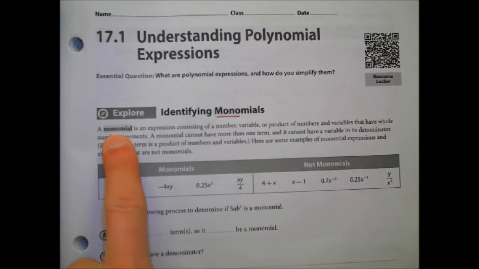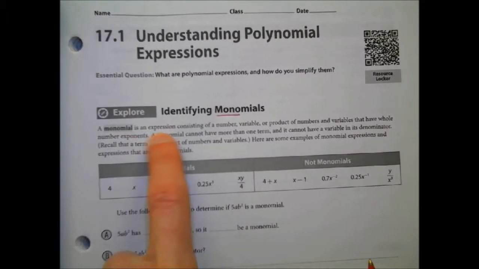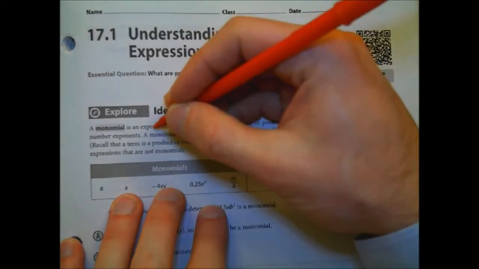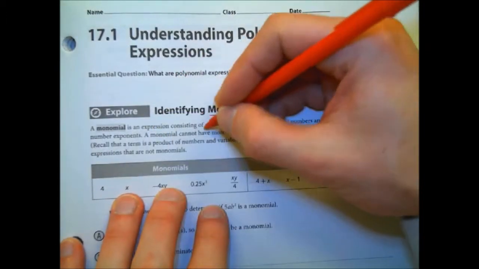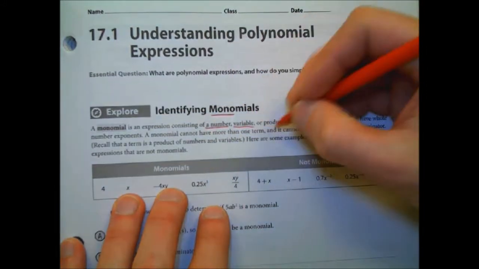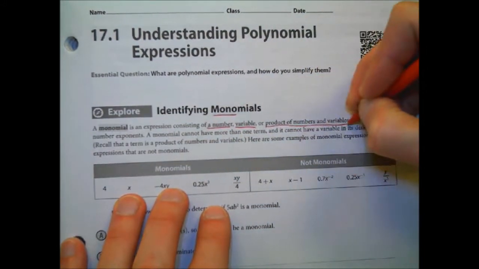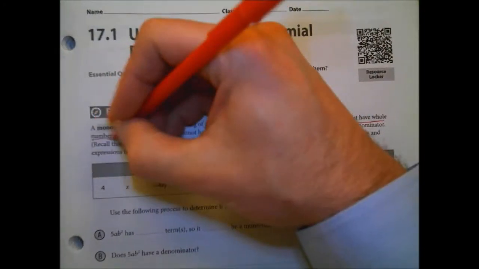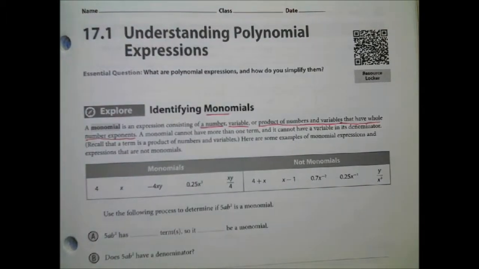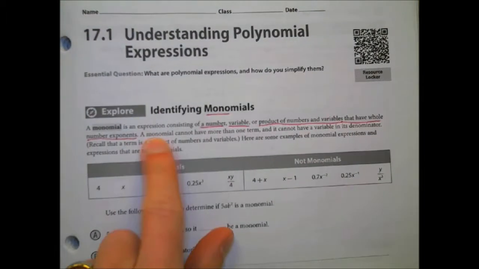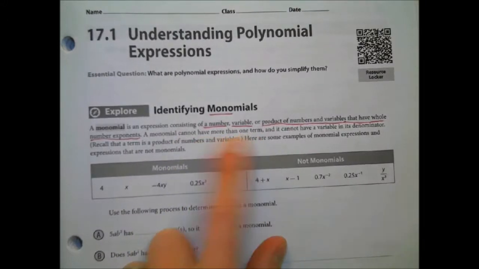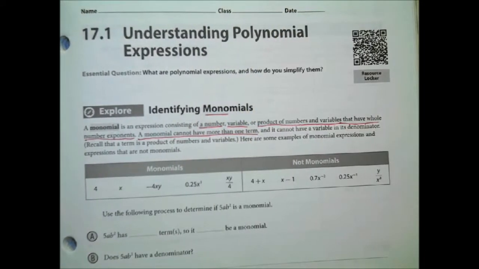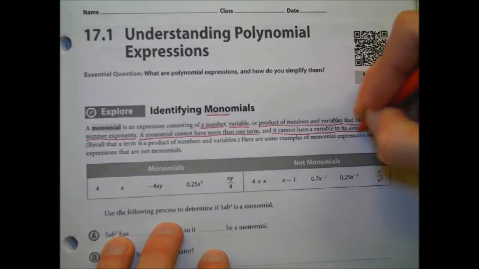So a monomial is an expression consisting of, and now here's where we have to understand, a monomial is an expression, so no equal signs, just an expression consisting of a number, variable, or product of numbers and variables that have whole number exponents. Whole number exponents. A monomial cannot have more than one term. Also important, a monomial cannot have more than one term. And it cannot have a variable in its denominator.